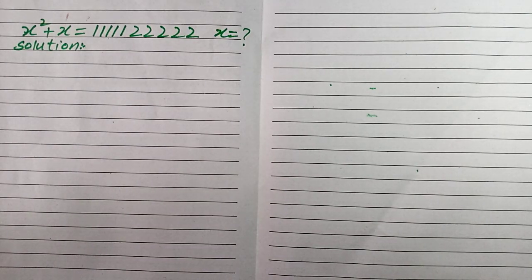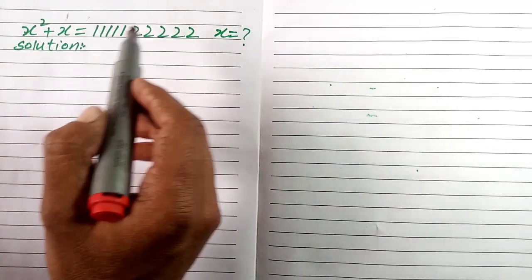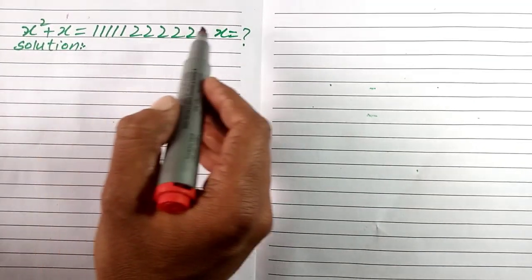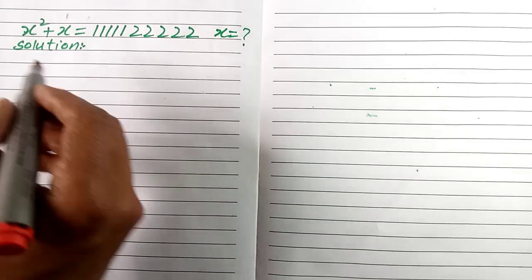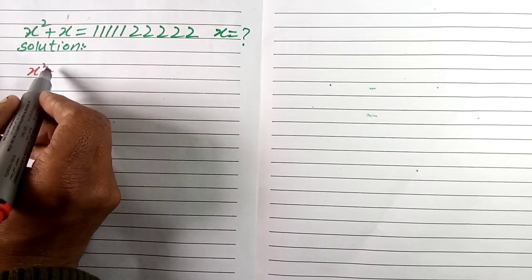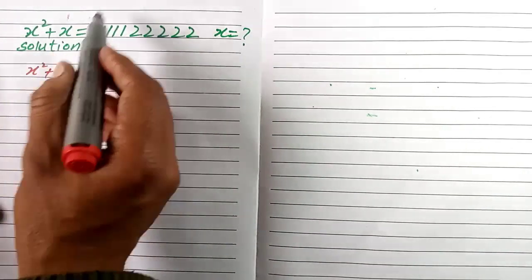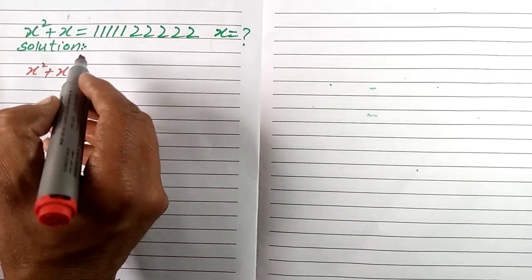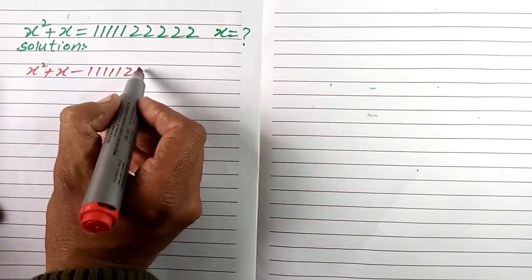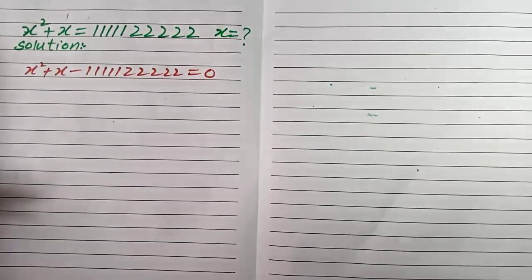In this math Olympiad problem, there is a question given that x square plus x is equivalent to 5 times 1 and 5 times 2, and we are finding the value of variable x. So first of all, we can write the question, which is x square plus x, and we are subtracting all these terms from both sides. We can get minus 5 times 1 and 5 times 2, which is equivalent to 0.